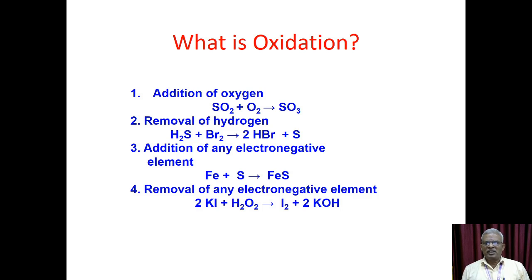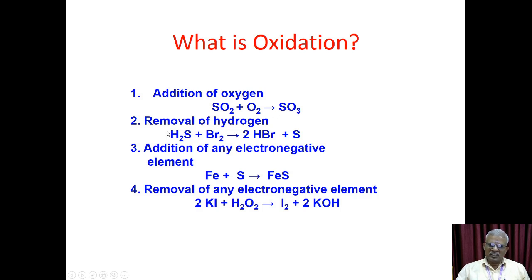There are many ways to define oxidation. First, the addition of oxygen or removal of hydrogen, or addition of any electronegative element or removal of any electropositive element. What does addition of oxygen mean here? Sulfur dioxide, now you are adding oxygen to become sulfur trioxide. Here the oxygen is added. The oxidation state of sulfur here is +4, but here it is +6. So your sulfur is oxidized.